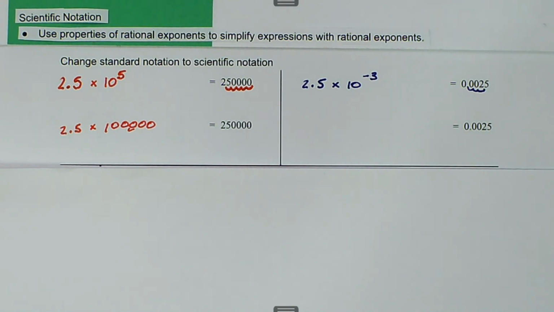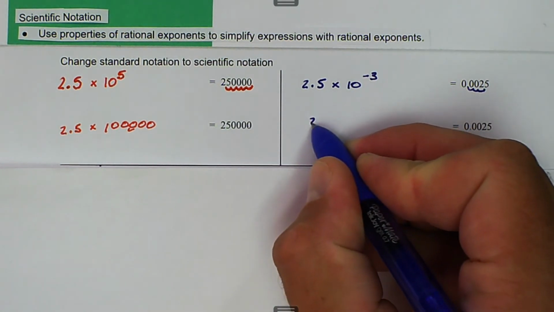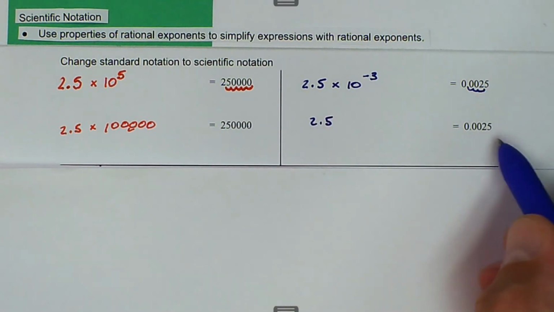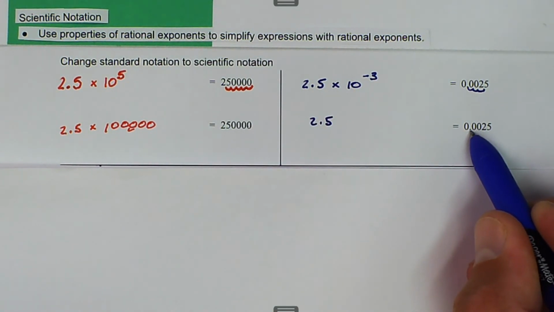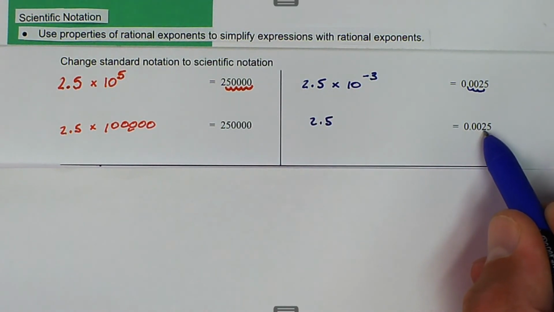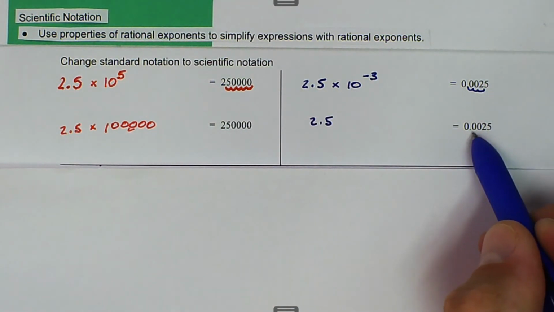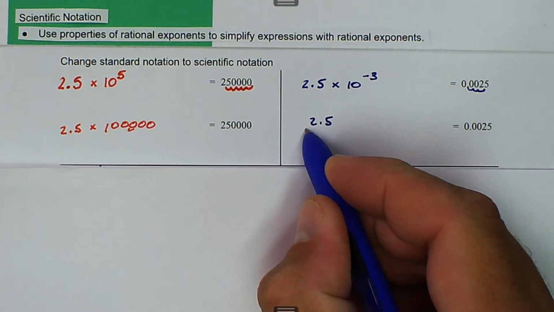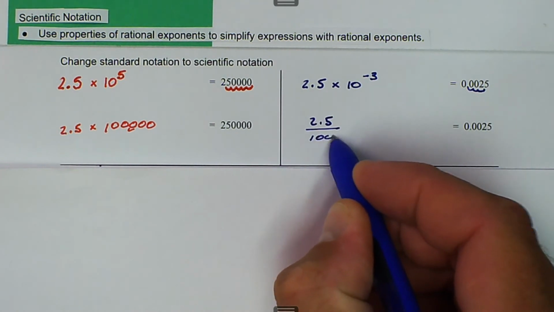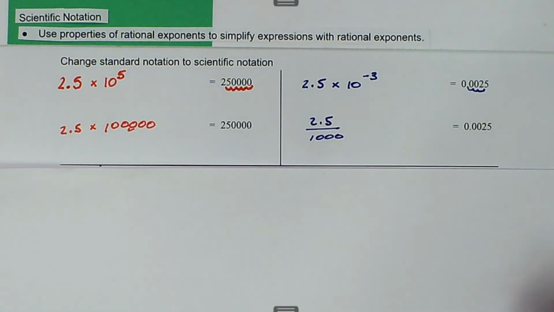The way that we think about this is, how do we get 2.5 to get to 0.0025? And in this case, we want to move it back 3 spaces. So we would have to divide by 1,000.